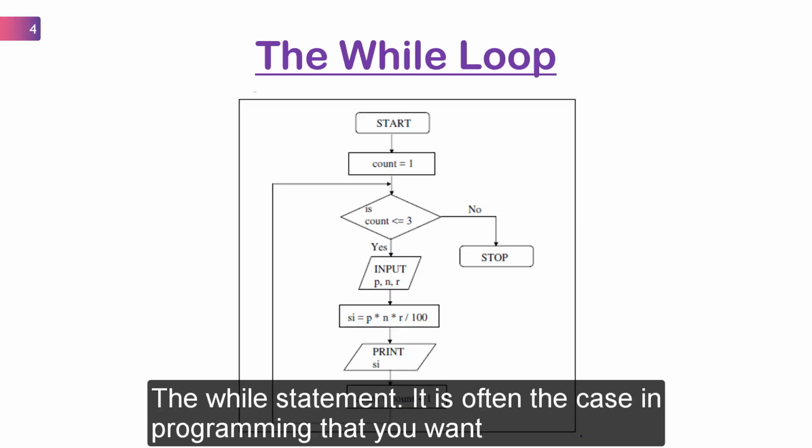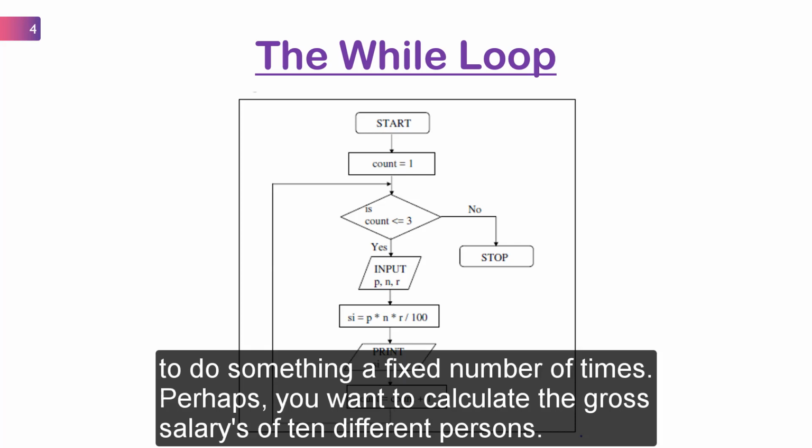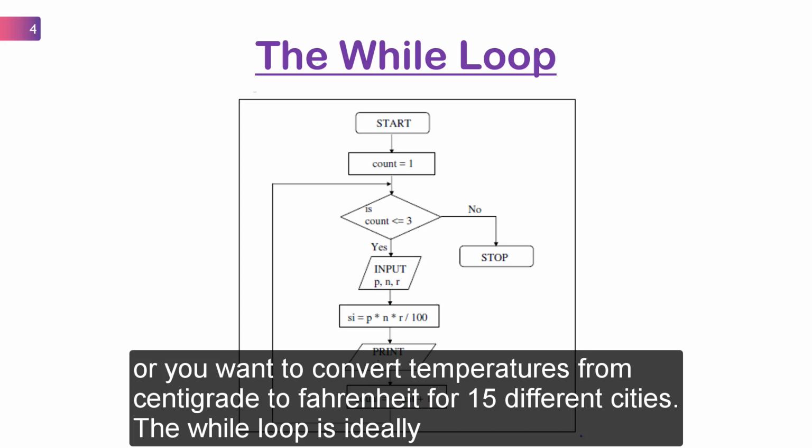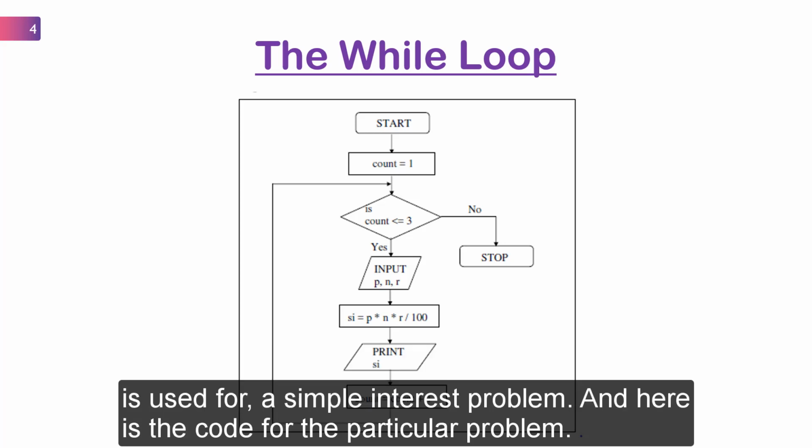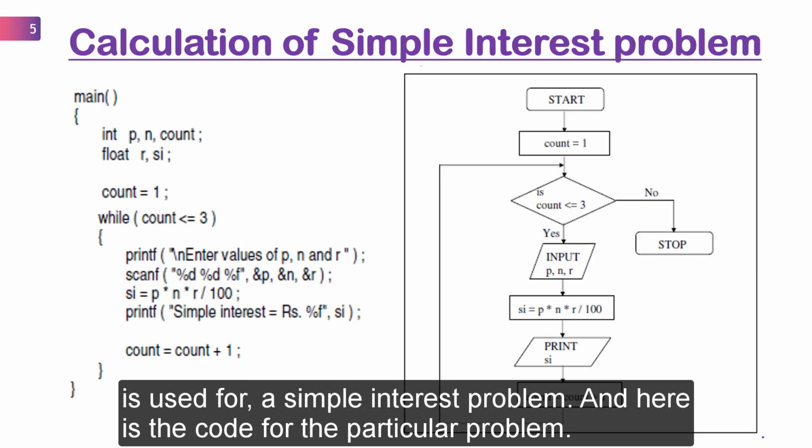The while statement. It is often the case in programming that you want to do something a fixed number of times. Perhaps you want to calculate gross salaries of 10 different persons, or you want to convert temperature from centigrade to Fahrenheit for 15 different cities. The while loop is ideally suited for such cases. Let us look at a simple example which uses the while loop. The particular flowchart is used for a simple interest problem, and here is the code for this particular problem.